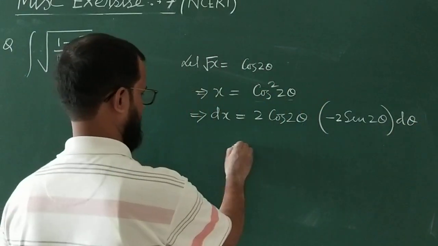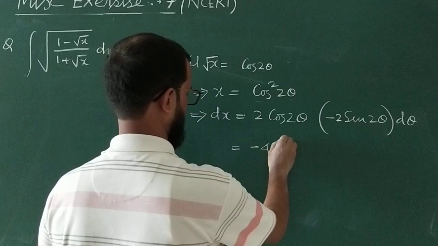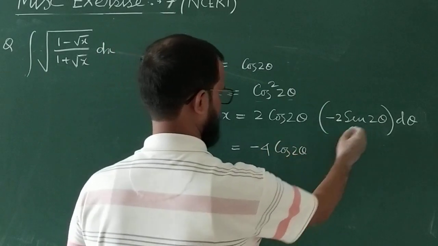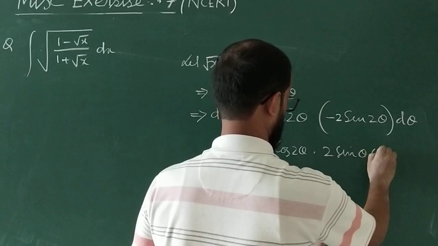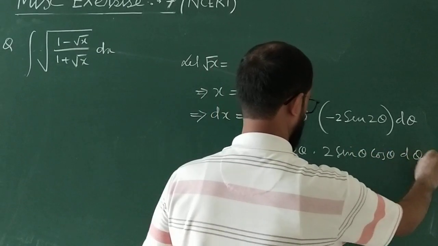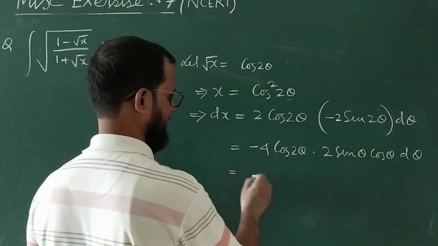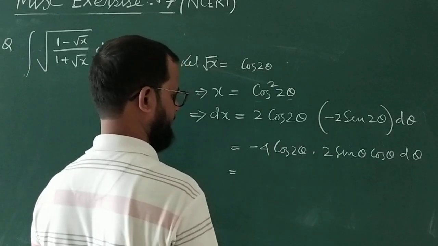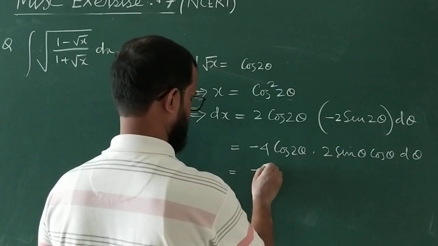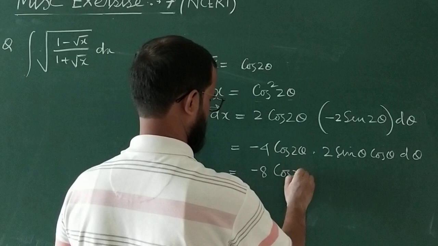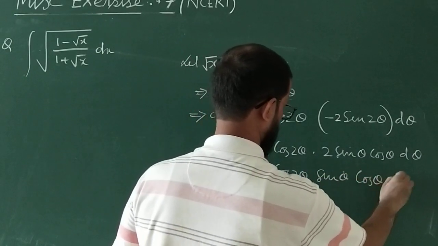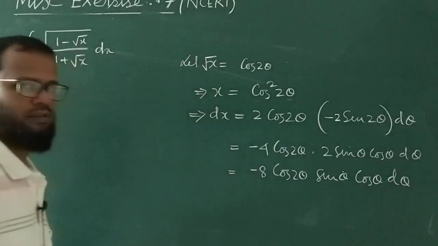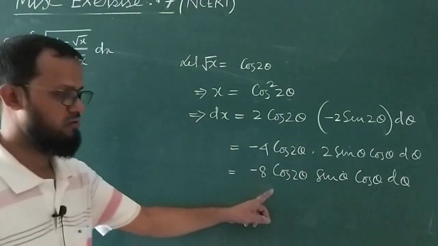Okay, so it can be written as minus 4 cos 2 theta, and sin 2 theta can be written as 2 sin theta cos theta d theta. And with another arrangement, it will be minus 8 cos 2 theta sin theta into cos theta into d theta. This is the ultimate dx.